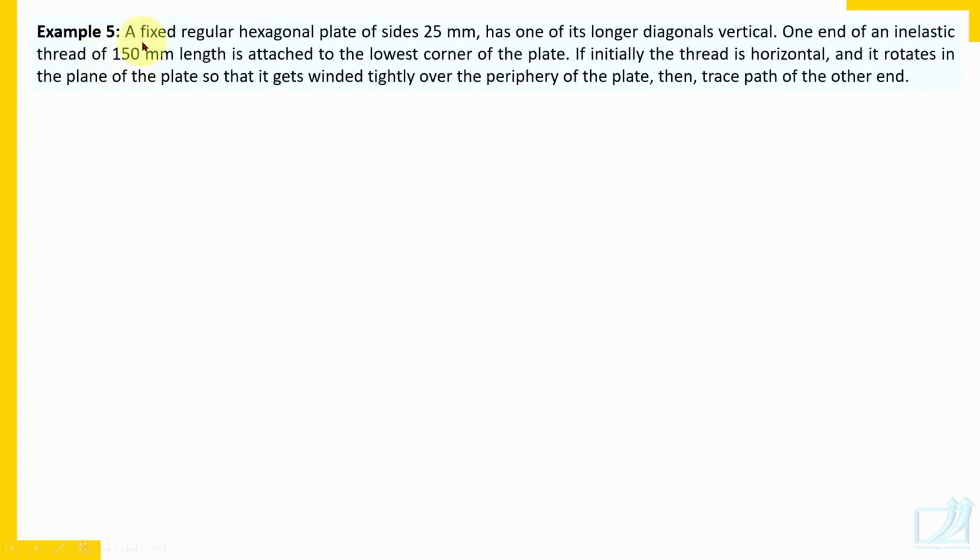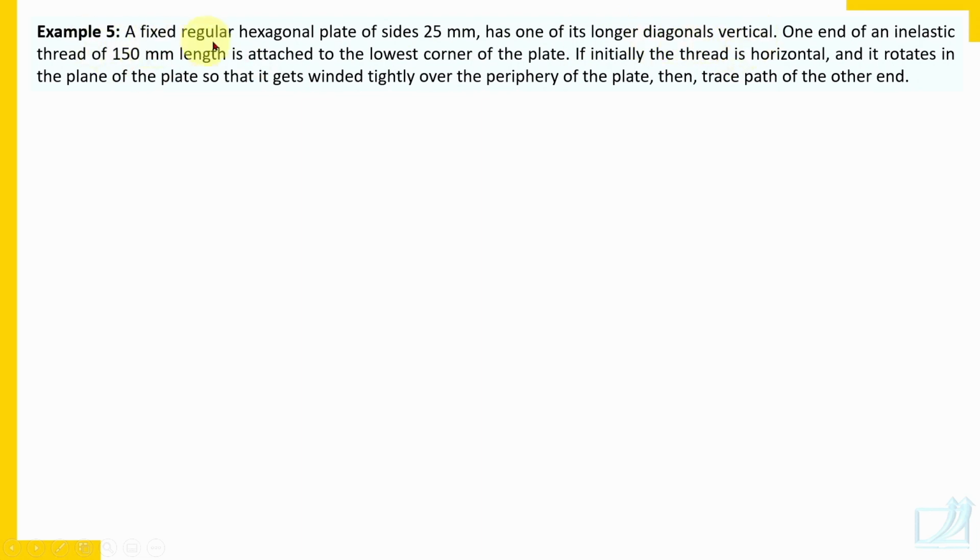Read this problem. A fixed regular hexagonal plate of sides 25 millimeter has one of its longer diagonals vertical. One end of an inelastic thread of 150 millimeter length is attached to the lowest corner of the plate. If initially the thread is horizontal and it rotates in the plane of the plate so that it gets winded tightly over the periphery of the plate, then trace path of the other end. It is a fixed regular hexagonal plate of sides 25. Has one of its longer diagonals vertical.